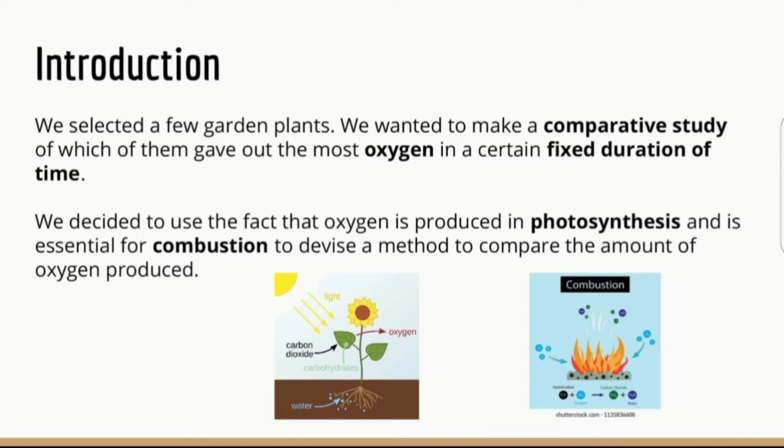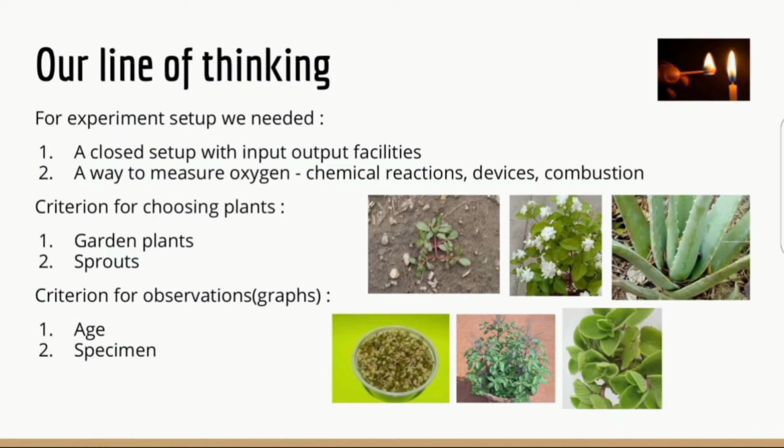Each plant has its own capacity to give out oxygen. As we all know, photosynthesis is a process in which oxygen is produced, and it is essential for combustion. We decided to devise a method in which we could compare the amount of oxygen produced using photosynthesis and combustion. We brainstormed various topics but found this to be the most handy to work out during the COVID-19 pandemic. So, for the experiment setup, we needed something which was closed but had input and output facilities.